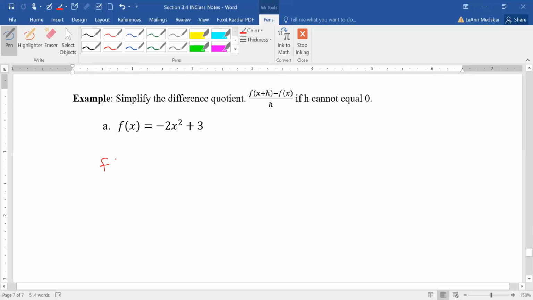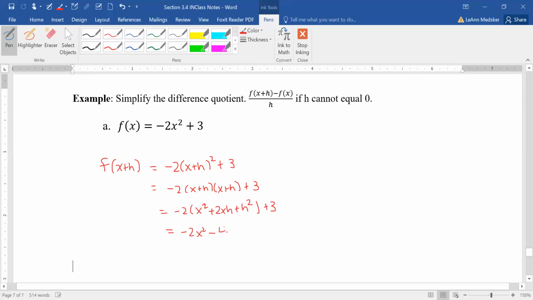So the first thing I want to do is find the f of X plus H. So that's -2 times X plus H squared plus 3. I write my X plus H twice. I FOIL it out. So that's going to be X squared plus XH plus XH, which is 2XH, plus H squared. Distribute that -2 into your parentheses. It does not go to the 3 because the 3 was not in the parentheses.